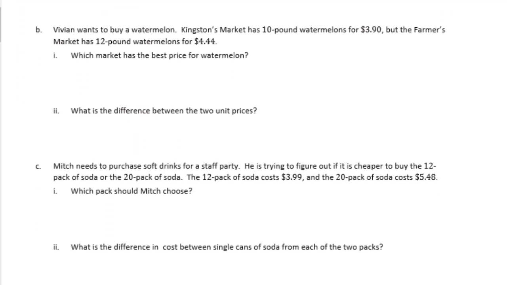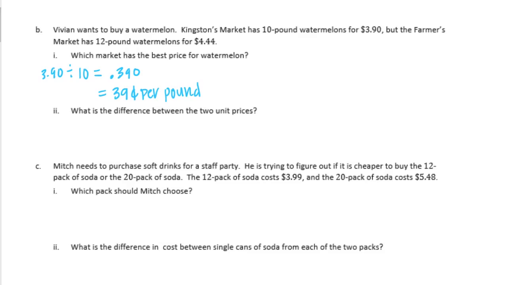B. Vivian wants to buy a watermelon. Kingston's market has 10-pound watermelons for $3.90, but the farmer's market has 12-pound watermelons for $4.44. Which market has the best price for watermelon? So let's start with the 10-pound one because we can easily divide by 10. So $3.90 divided by 10 would be equal to 39 cents per pound.